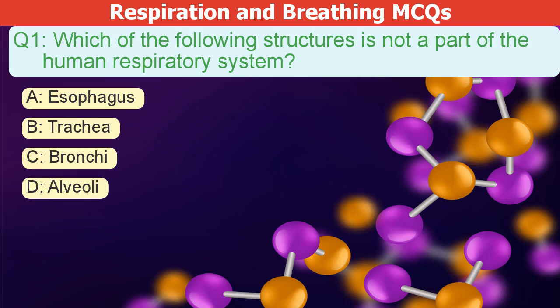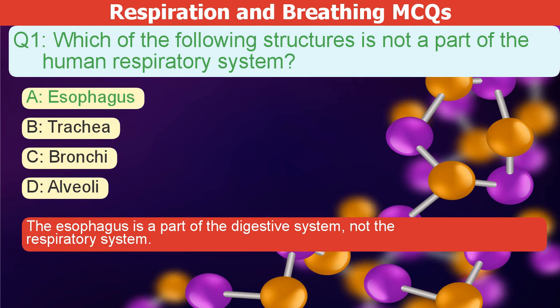Which of the following structures is not part of the human respiratory system? A. Esophagus. B. Trachea. C. Bronchi. D. Alveoli. The correct answer is A. The esophagus is part of the digestive system, not the respiratory system.